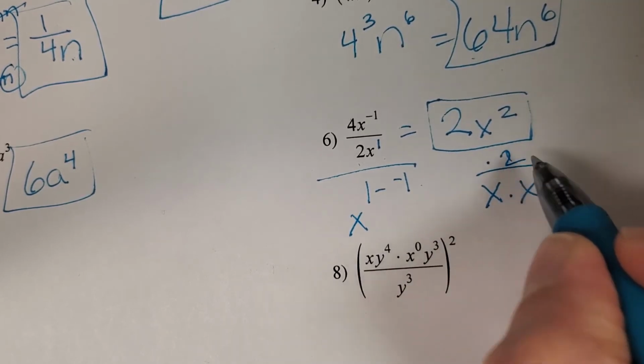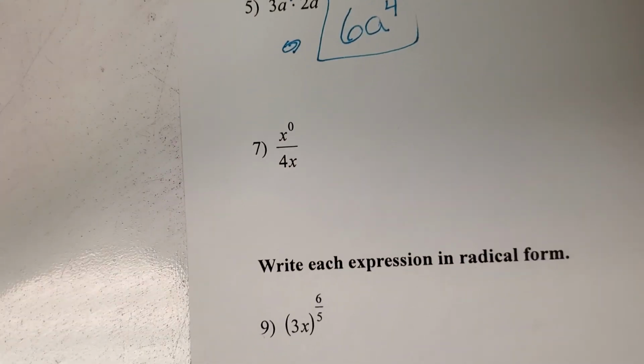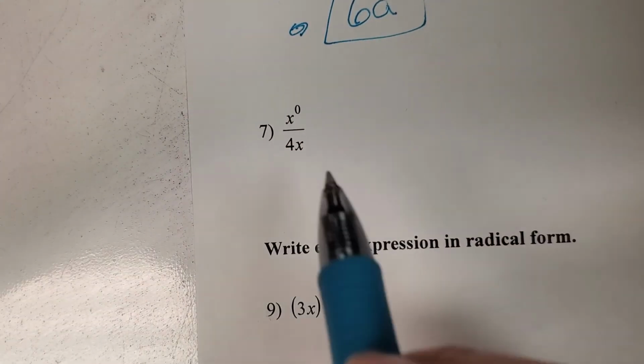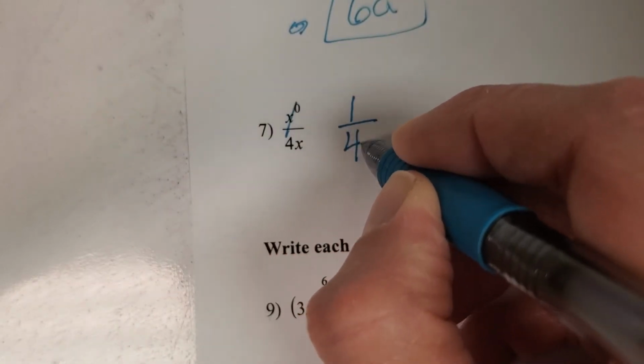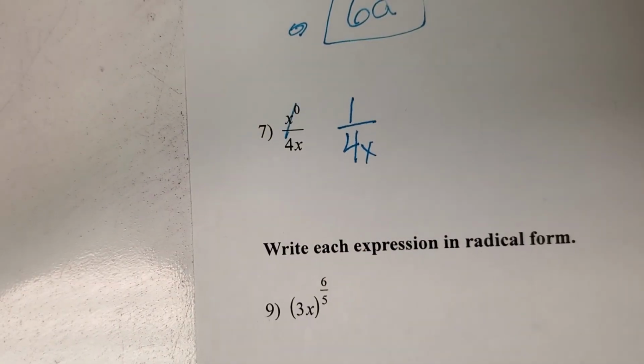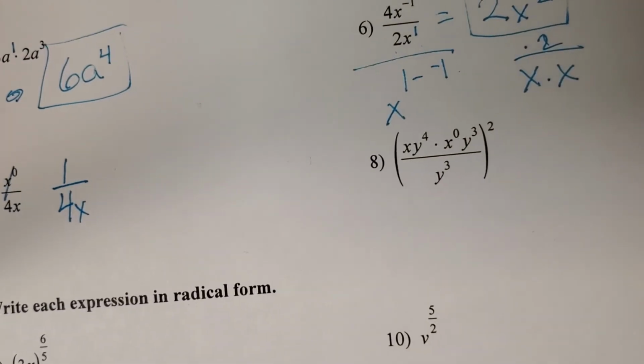And I put a 1 there, should have put a 2 there. All right. I got a 0. Zeros are nice. Anything to the 0 power is 1, so I know that's 1, and then there's nothing else to do, so it's just 1 over 4x. That was kind of easy.